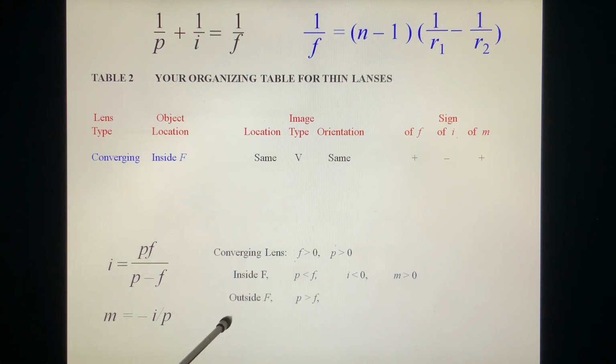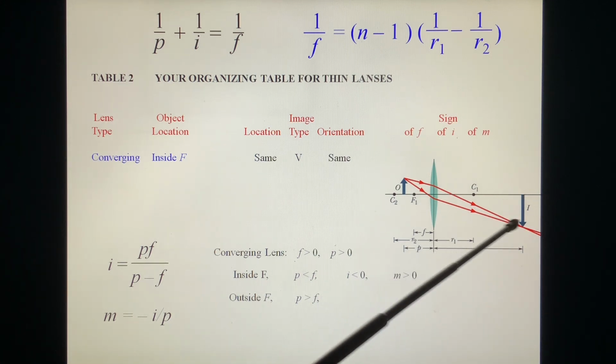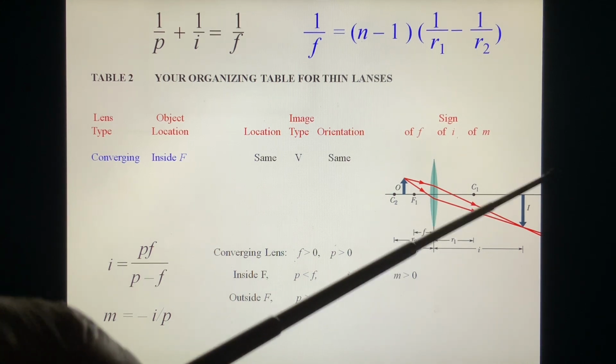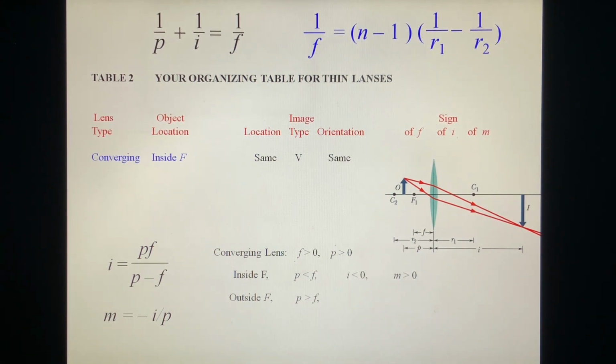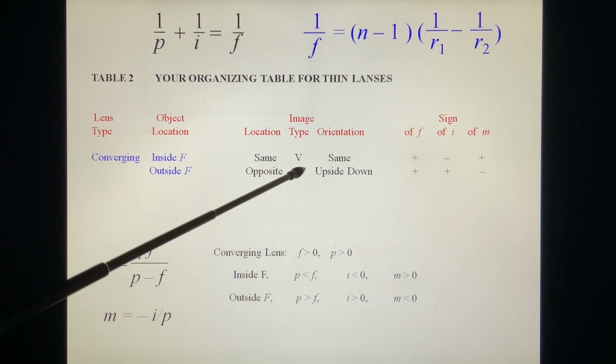Then we put the object outside F. That means P is larger than F, so this is positive. Then both positive, I is positive. I is positive, M is negative. So I is positive means the real image. M is negative, then the inverted image. Okay. So we put it here, outside F, we get a real image.